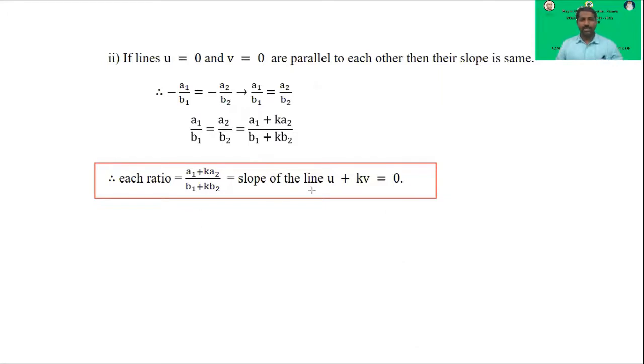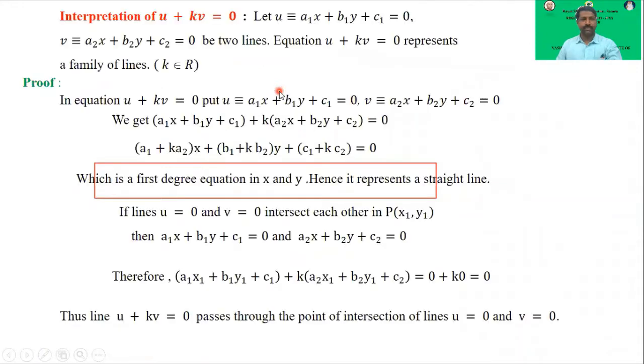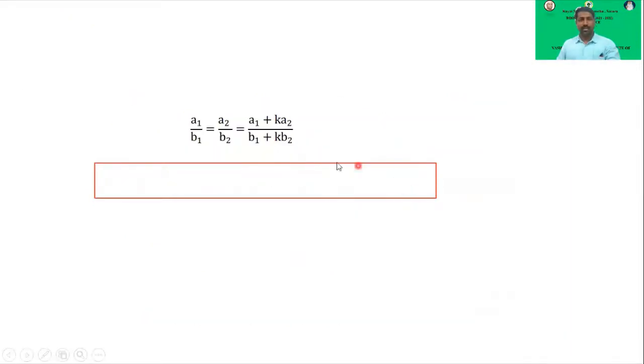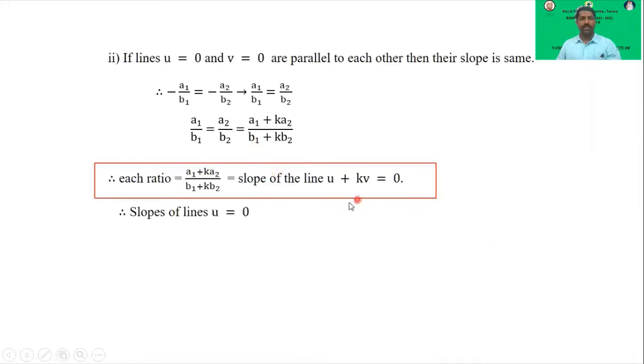u plus kv या लाईनचा स्लोप आहे बघा. मी स्लाइड पाठीपासून घेऊन दाखवतो. बघा u plus kv लाईनचा स्लोप आहे मायनस कोएफिशिएंट ऑफ x अपॉन कोएफिशिएंट ऑफ y. Minus minus gets cancelled. So this is the slope of the line u plus kv.